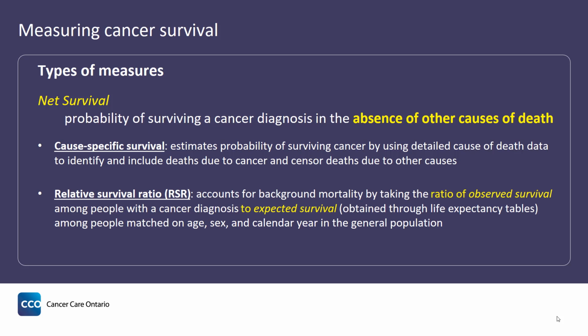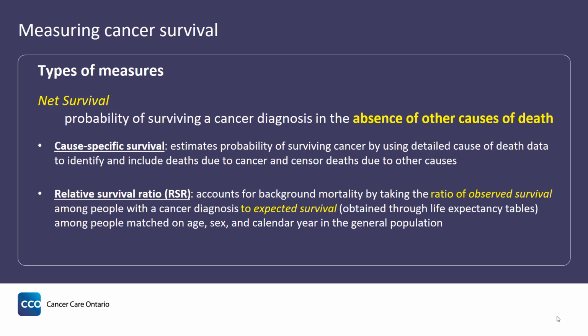The second measure is called the relative survival ratio. This statistic accounts for other causes of death, or background mortality, by taking the ratio of the observed survival among people with a cancer diagnosis to the expected survival obtained through life expectancy tables among people matched on age, sex, and calendar year in the general population.